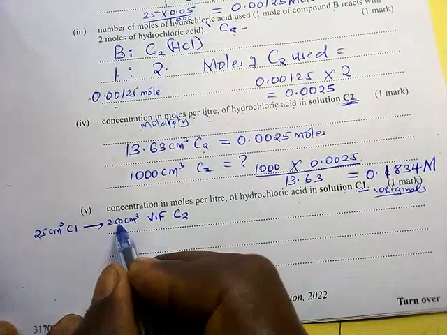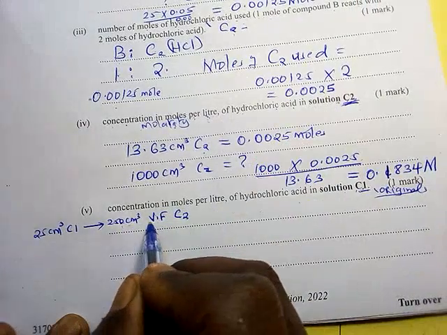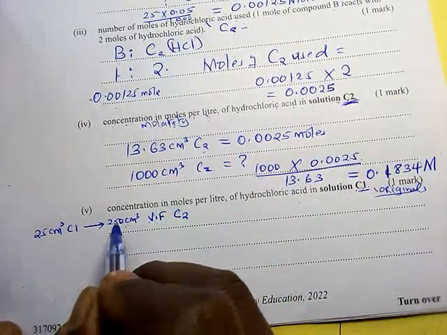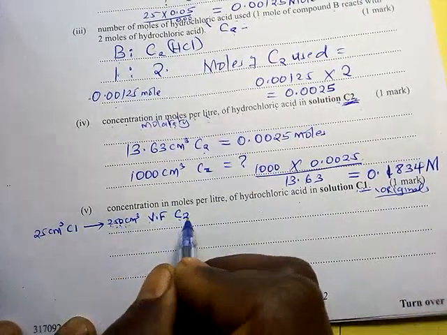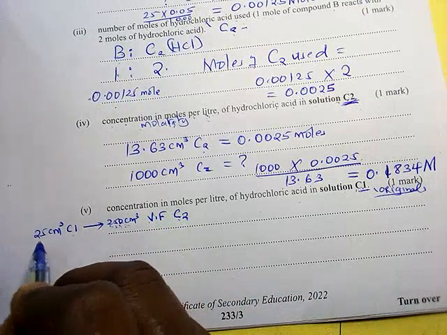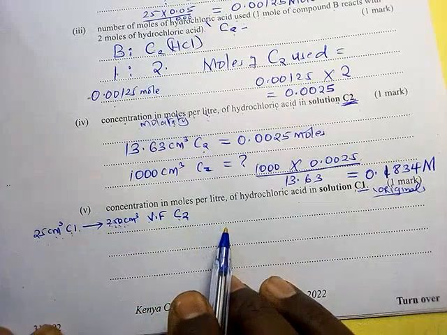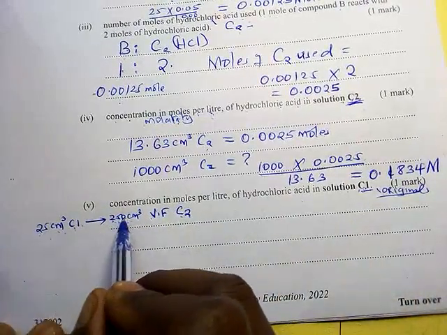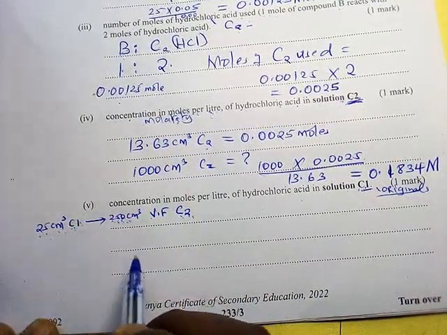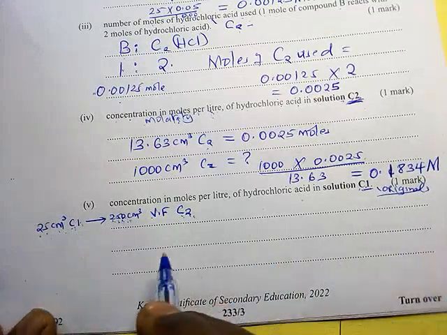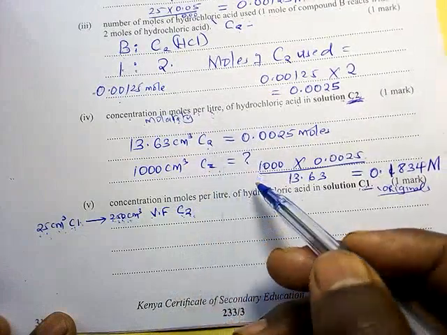We took C2. From here, from C2, we used 13.63. But remember this: the number of moles in 250 C2 will be equal to the number of moles of 25 centimeters cube C1, the original, because moles do not change. Remember that. So moles in 250 C2 will be equal to moles in 25 C1. That is what you needed to understand. Now, we know that we have even the concentration of C2.